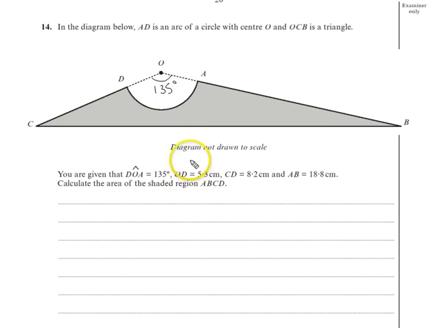O to D is 5.3. And then C to D is 8.2, so this distance here is 8.2. And A to B is 18.8. And then we need to calculate the area of the shaded region ABCD. There's shaded region here, yeah? Okay, so if this is an arc of a circle and that's 5.3, that would be the radius, so this would be 5.3 as well.